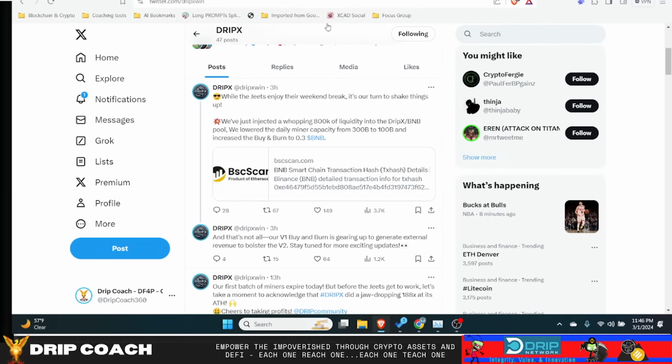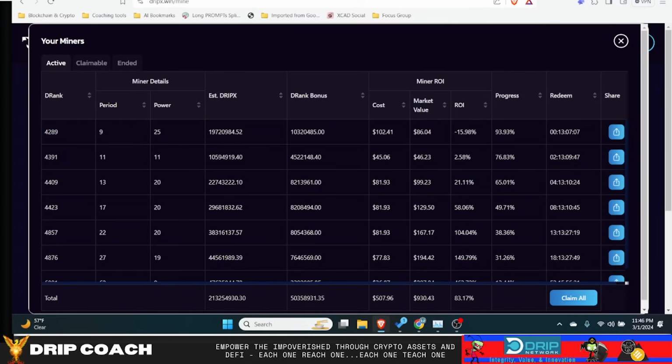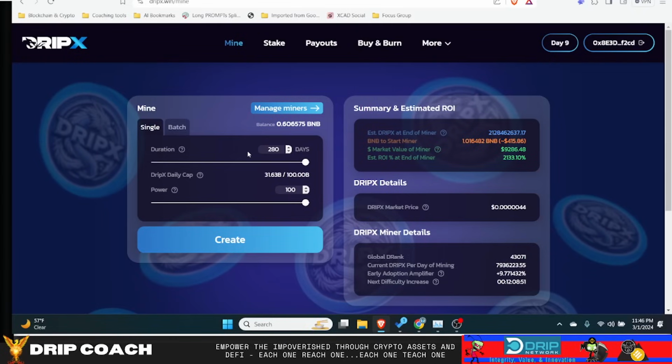So that is a plus. And then the next thing they mentioned, we lowered the daily miner capacity from 300 billion to 100 billion. So let's take a look at what that means. If we come over here to miners, you see now the 100B on the days. So that's this number here.